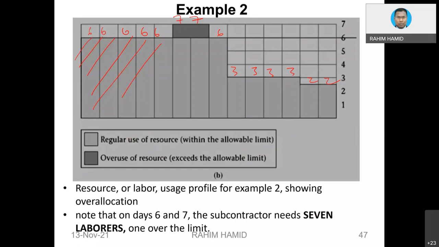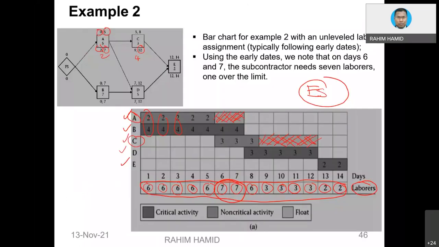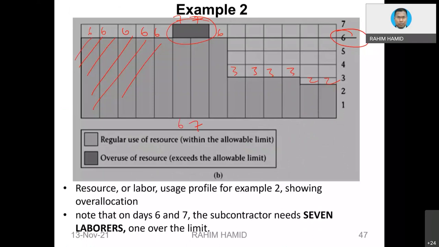Okay, now the issue. Let's say the red color there. In resource leveling, we limit the resource. We limit the resource to a level of 6 only at one time. Okay, we limit the resources to 6 persons at one time. So it looks like on day number 6 and 7, this is day 6 and 7, we do have what we call over-allocated resources.